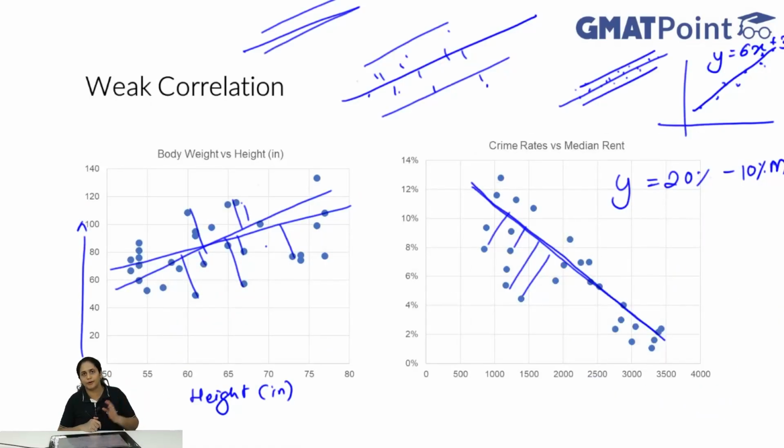In general, remember, if you can draw a straight line passing through the middle of the points and the line is such that all points are very closely hugging that line, it's a strong correlation. If the line is such that all the points are slightly far away from the line, there's a broad tube around the line or an expanding tube around the line, it is a weak correlation.